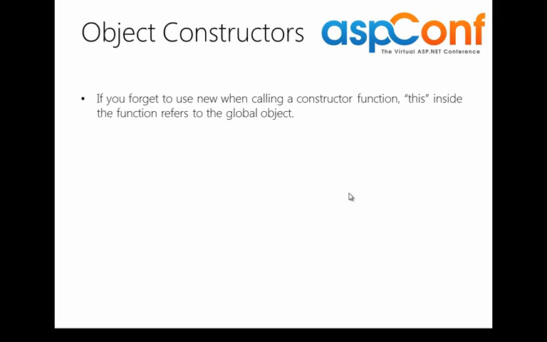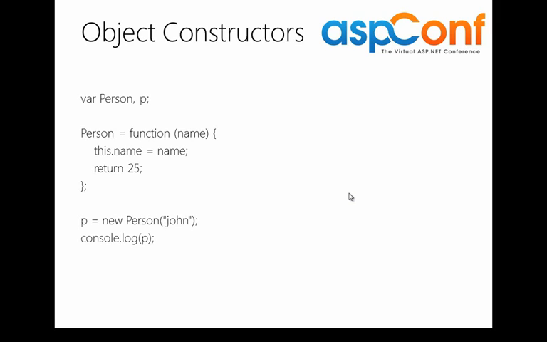So here's the thing. If you forget to use new when calling a constructor function that's expecting new, this inside the function refers to the global object. It doesn't refer to the object itself, you know, the thing you're newing up.